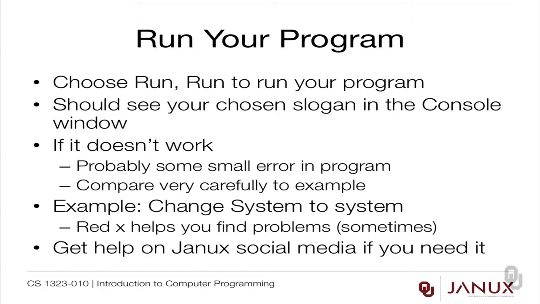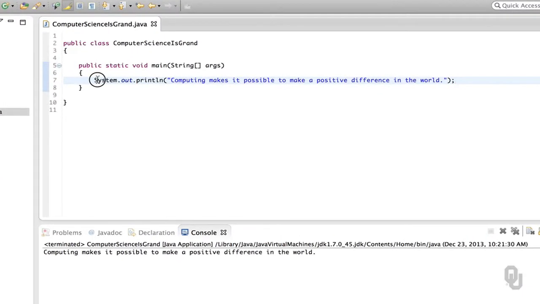So let's see what would happen, for example, if we put a small s on system instead of a capital S. Notice right now that Eclipse is unhappy. You can tell it's unhappy because of the little red X. And it says system cannot be resolved.